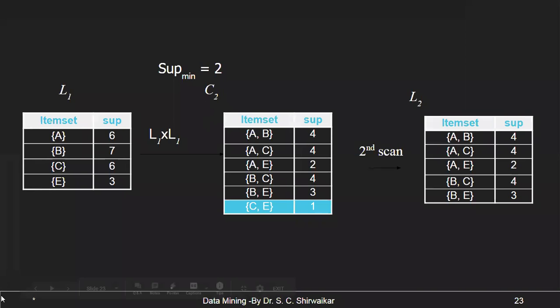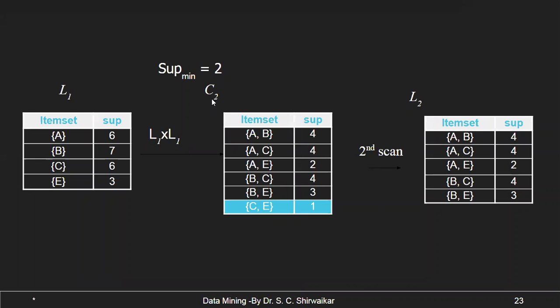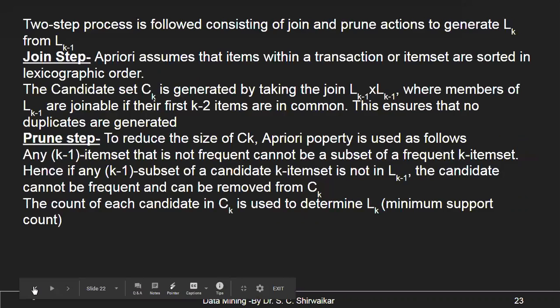So, in C2, what will happen? Everyone concentrate on that. In C2 we have the combinations AB, AC, then BC, BE, and CE. These are the combinations we have generated. Again, we'll have to check how many times each combination is present in the given data set. So again, we'll have to focus on that step.